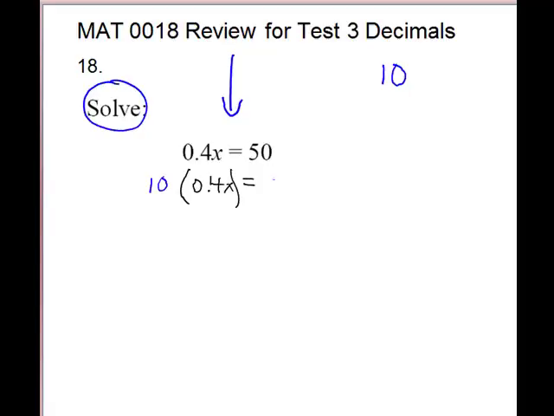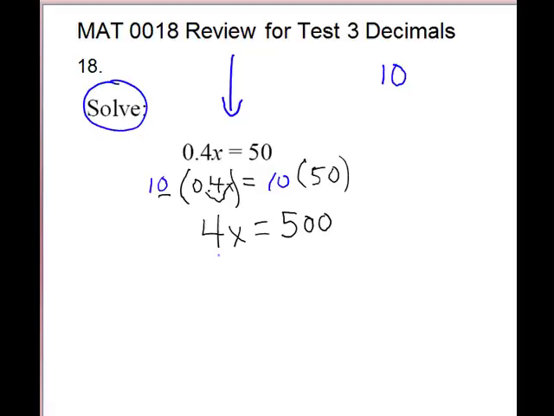This is to get the decimal out of there. When you multiply by a power of 10, it moves your decimal one place to the right. So 10 times 0.4x gives you 4x. The 0 moves your decimal over 1. 10 times 50 will give you 500, or it moves your decimal from the 50 over 1 to the right. Now you have an equation without decimals.